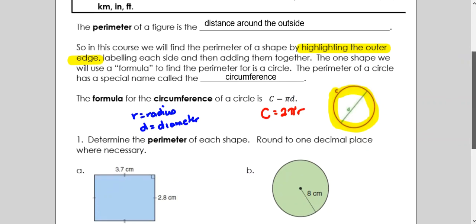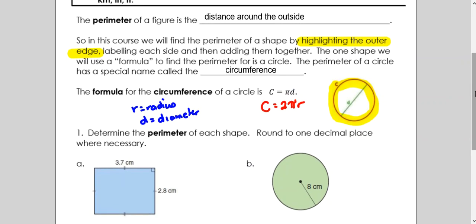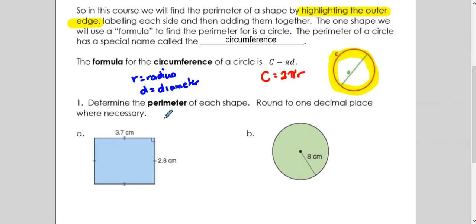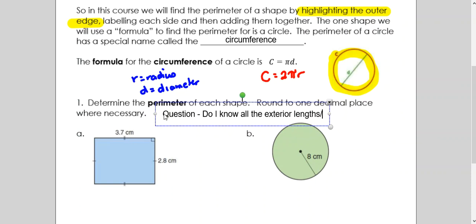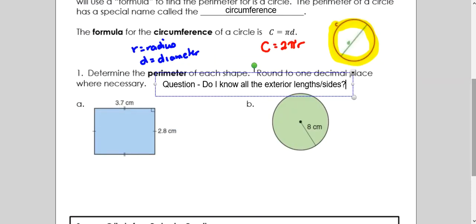Keep that in mind. So when we find the perimeter of a shape, it's a good idea to figure out, do I know all the sides? So a question you ask yourself, do I know all the exterior lengths or sides? If I don't, I've got to solve it. And sometimes we might have to infer some of the things.